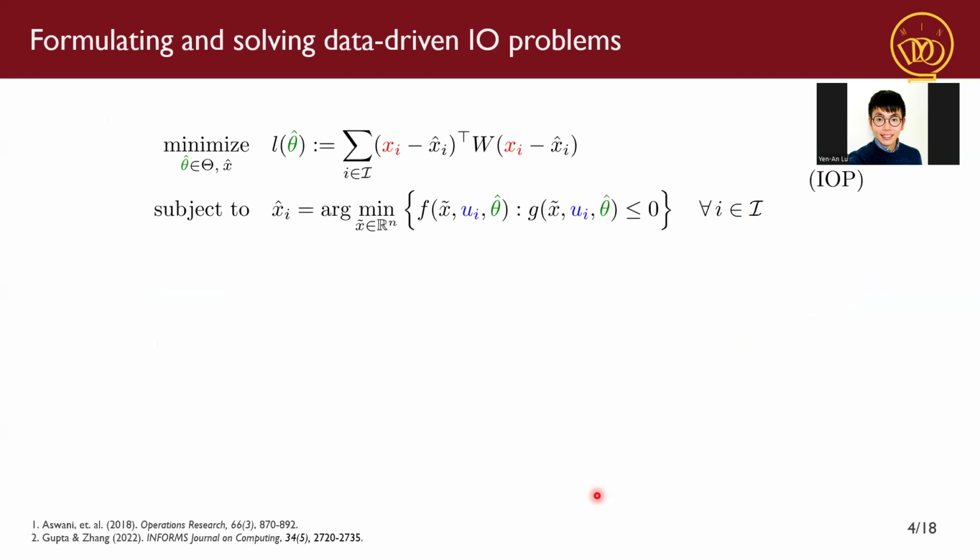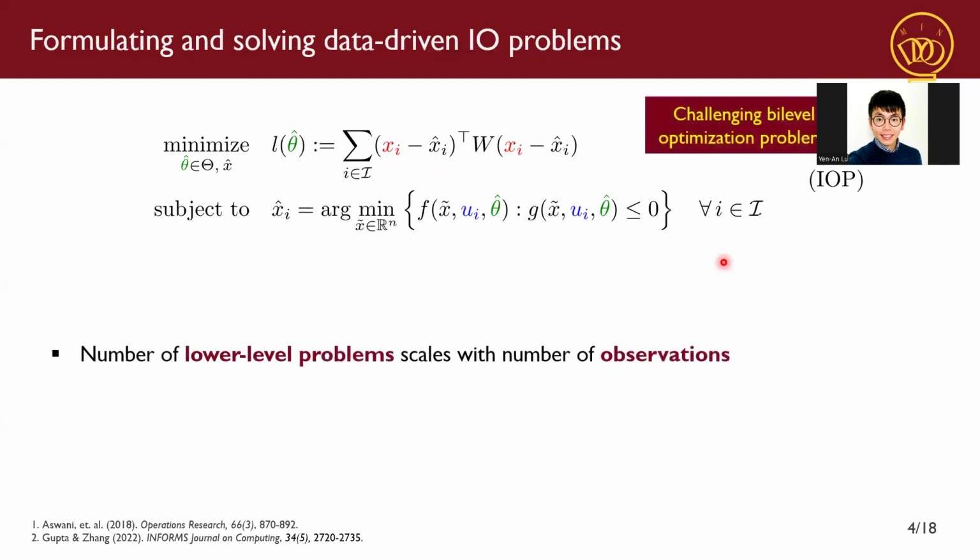So how do we typically formulate such problems? It is typically formulated as the following bilevel optimization problem, where the upper level is similar to traditional machine learning. We're trying to minimize the loss between observed decisions compared to the predicted values from our lower level forward optimization problem at different system conditions u under this observation data set. As you can tell from the formulation, it's difficult to solve because the number of lower level problems actually scales with the number of data points that you have.